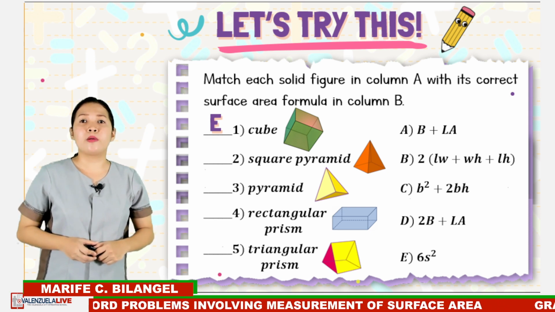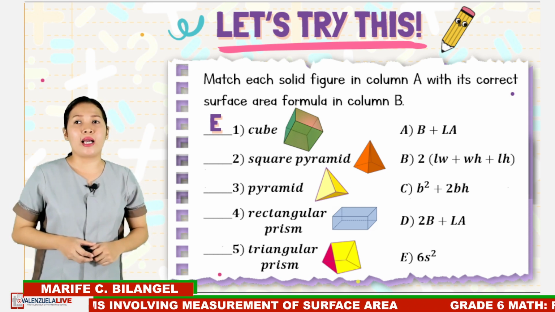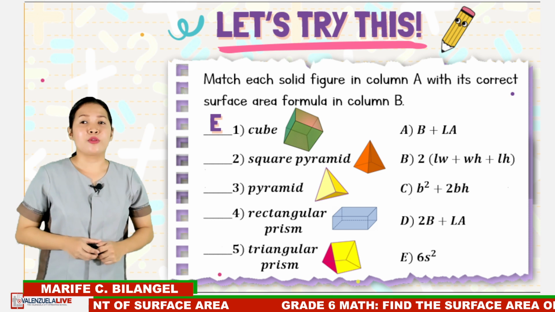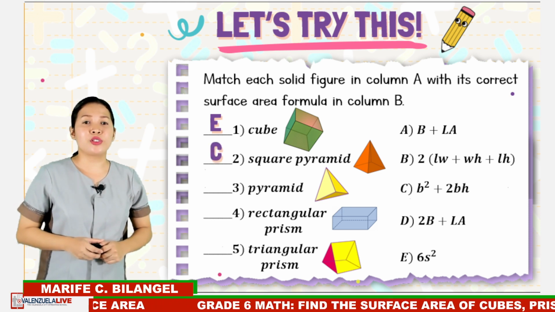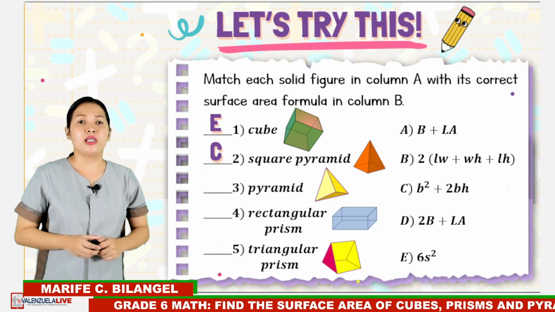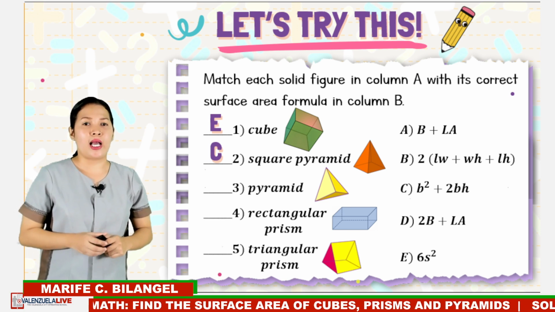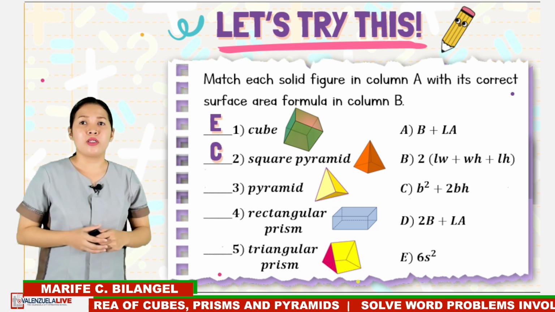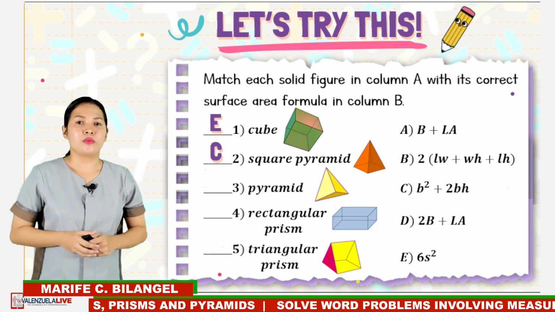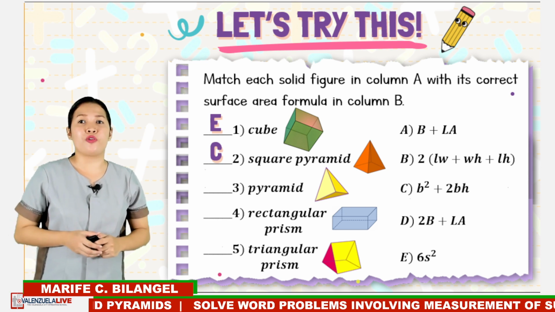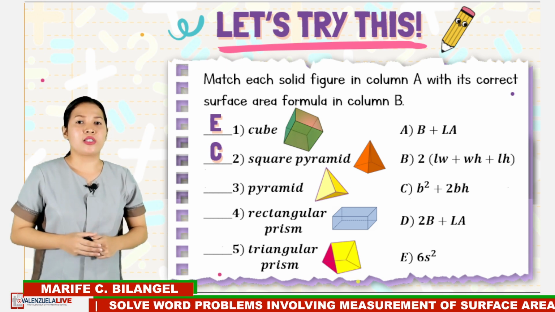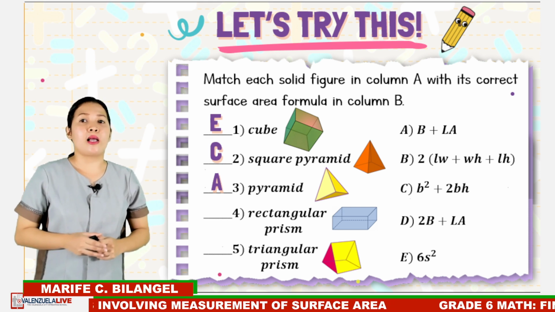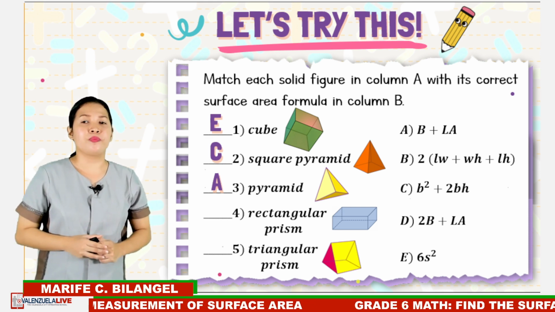How about the square pyramid? What is the formula in getting the area of a square pyramid? Right, the correct answer is letter C. That is b squared plus 2 times base times height. This is the simplest form of the formula for a pyramid. For number 3, what is the formula in getting the surface area of any pyramid? The answer is letter A. Good job. That is base area plus the lateral area.